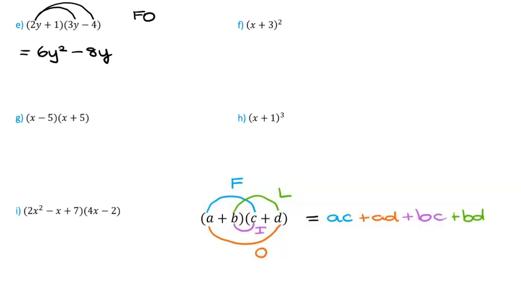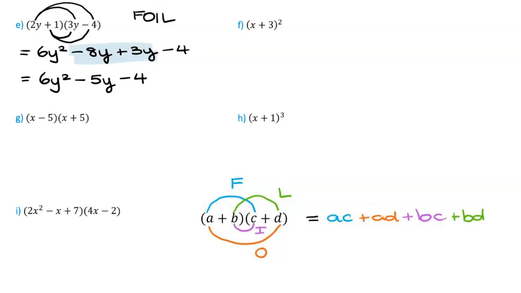So we've done our outside. Our inside terms are next. We've got 1 times 3y. So that's going to be plus 3y. And we need to do our last. Lucky last. Positive 1 times negative 4 is minus 4. That's not too bad. We still have some like terms to deal with here though. So we've got 6y squared, doesn't have any like terms. Negative 8y plus 3y is going to be minus 5y. And then minus 4 at the end.